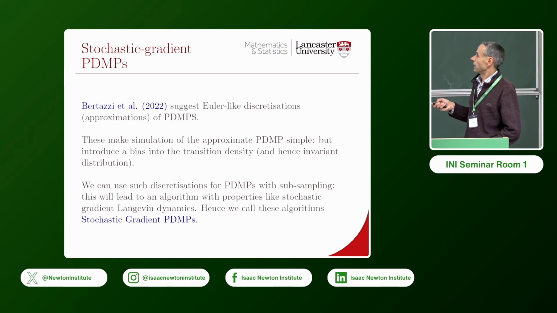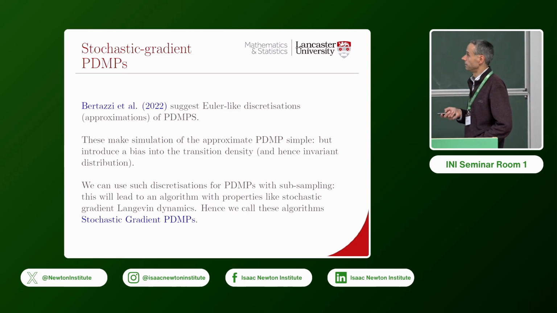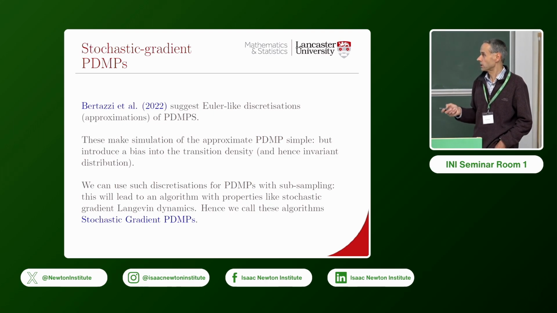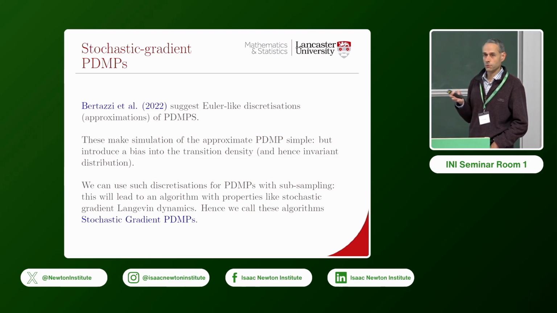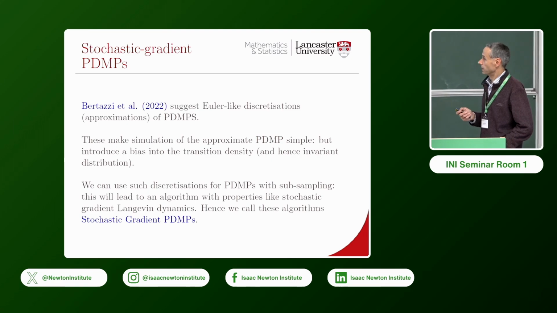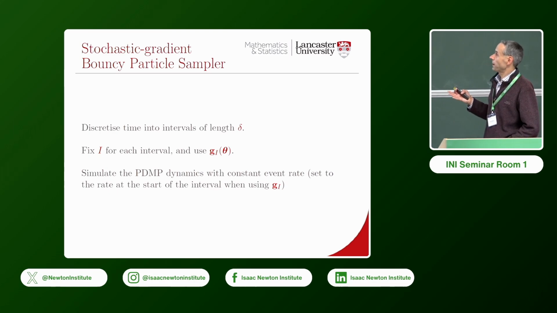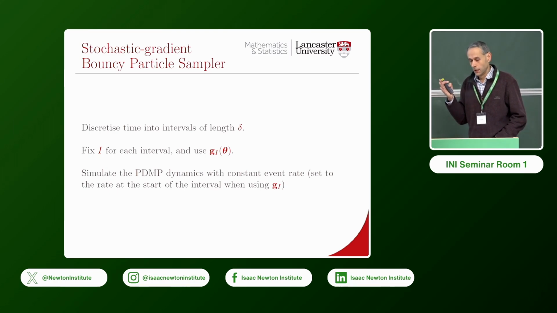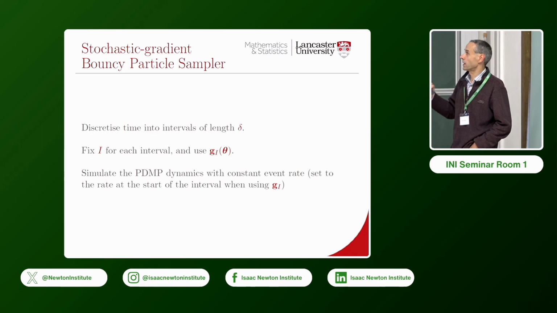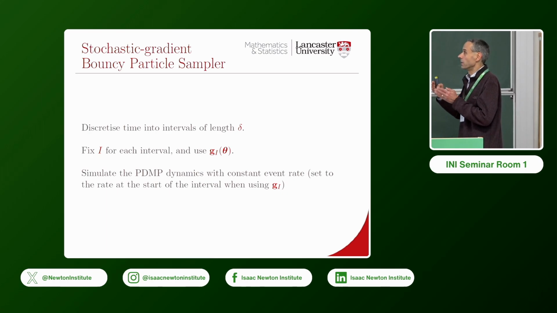So essentially, we're going to do Euler-like discretizations of the bounded particle sampler with subsampling. As I mentioned, the idea of simulating approximations to PDMPs actually originated in earlier work by Andrea, Joris, and others, and they have quite a lot of nice theory studying the properties of these methods. The basic idea is that, as with Euler discretization, we're going to discretize time into intervals of length delta, and then have relatively simple dynamics over each of these intervals.